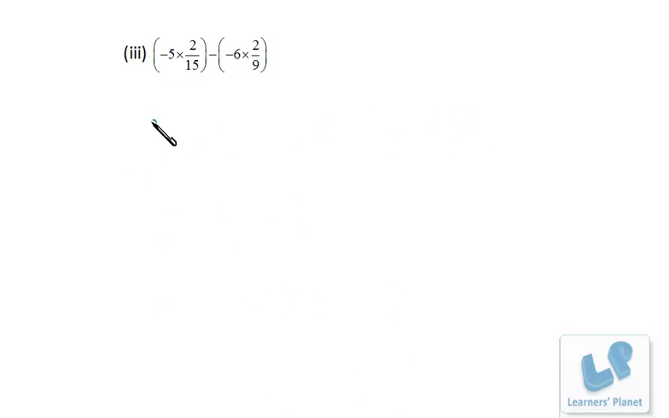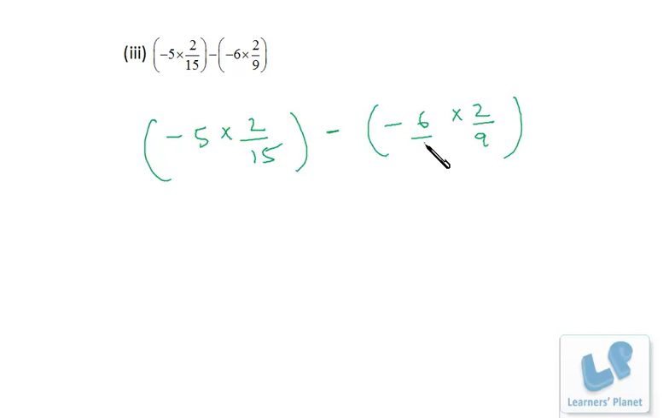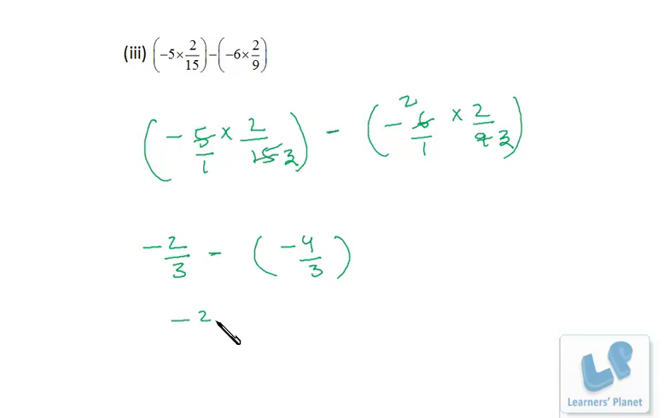Now let's see this problem. It's minus 5 into 2 by 15 minus 6 into 2 by 9. Just put the denominator 1. Now this is 5, this is 15. So 5 into 3 is 15. So finally it is minus 2 by 3. Minus. Now 3 is the common factor between 6 and 9. Now 3 2s are 6 and 3 3s are 9. Now in the numerator we have 2 into 2, 4, but minus 4, and in the denominator we just have 3. Okay, so it's minus 2 by 3.